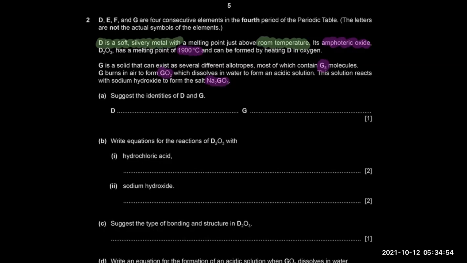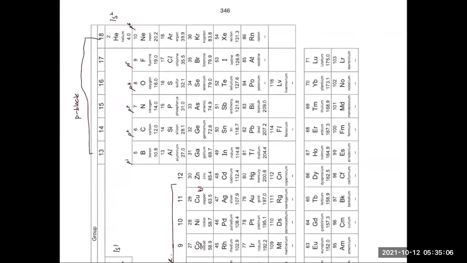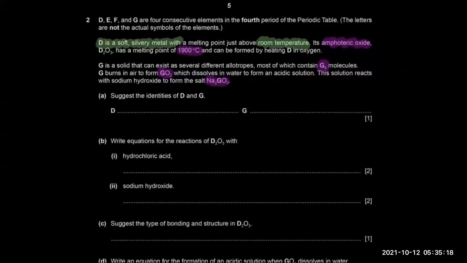Now, my question is this. What is D most similar to? Which period 3 element is D most similar to? D is most similar to aluminum. So it must be in the same group as aluminum, but it's in the fourth period. Aluminum is in the third period. So D must be gallium. Someone already answered that, I believe. Right? Yes. So gallium for this. Good. So D is gallium.